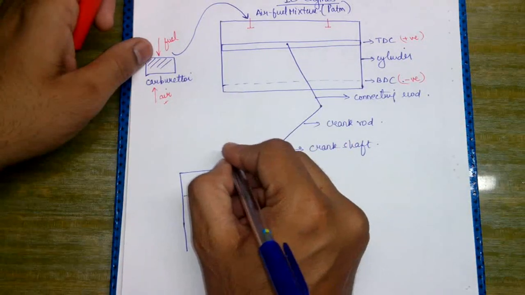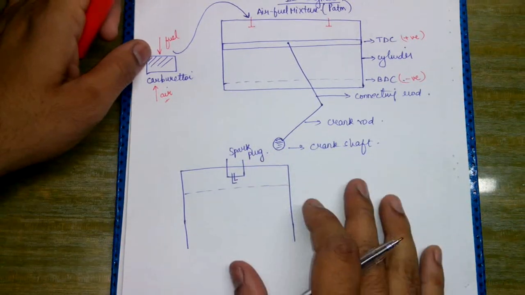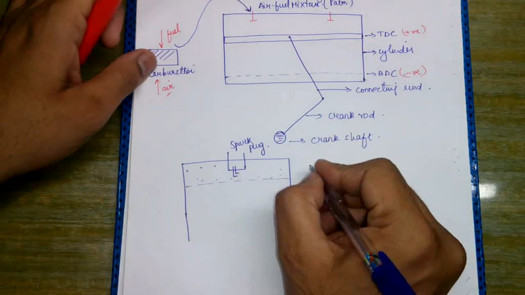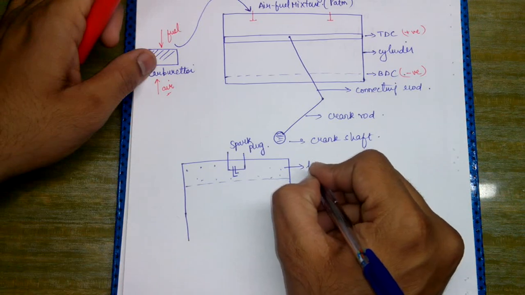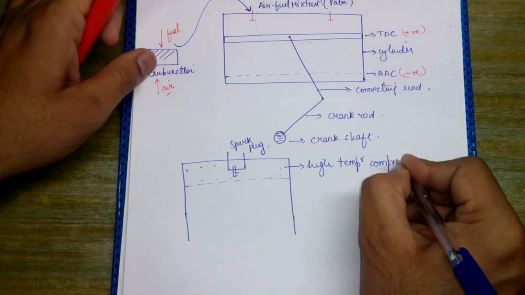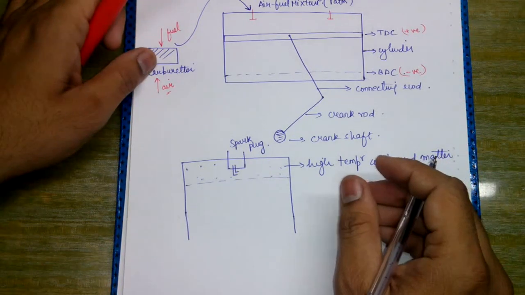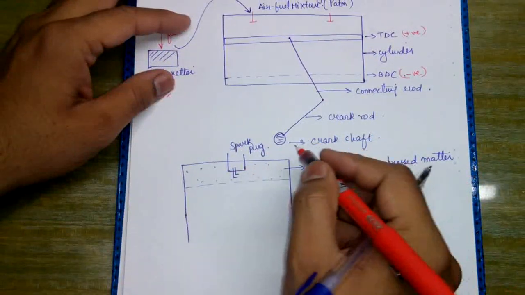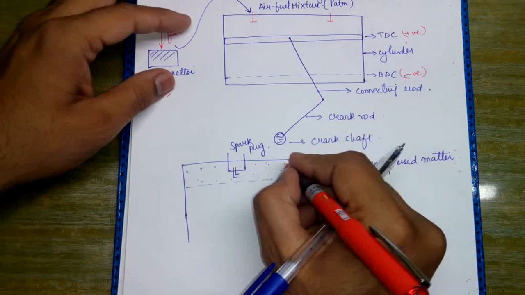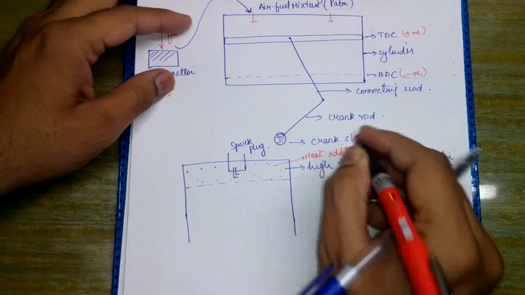This is called a spark plug, and as the name suggests, the spark plug is mainly responsible for producing a spark. Here we have high temperature compressed matter, or simply the air fuel mixture. We are initiating the heat addition process by means of this spark plug, and here the addition of heat takes place.